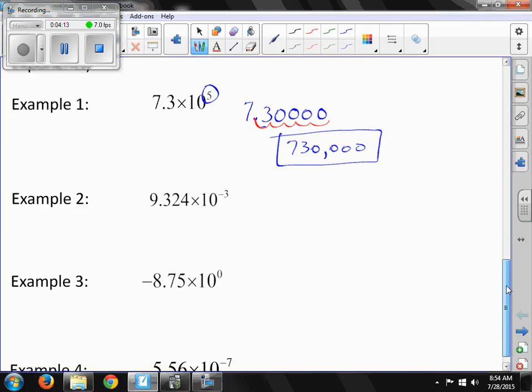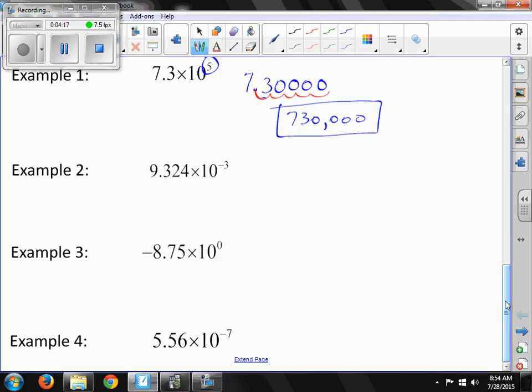Example 2. I have 9.324. I'm going to have to move the decimal 3 times to the left to get it into standard or decimal notation. Here's one number I can move it past. I'll have to add 2 zeros so that I will be able to move it 3 times. So moving it once, twice, 3 times, it will be 0.009324.